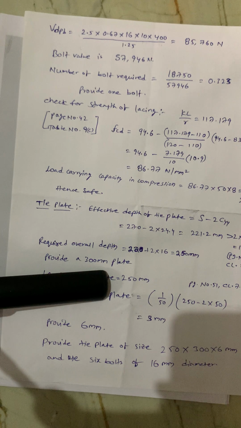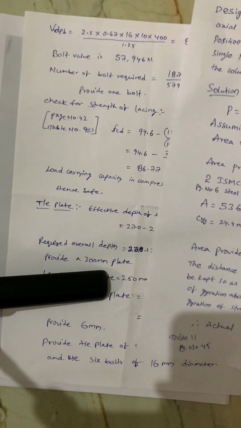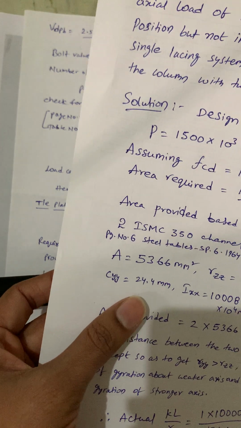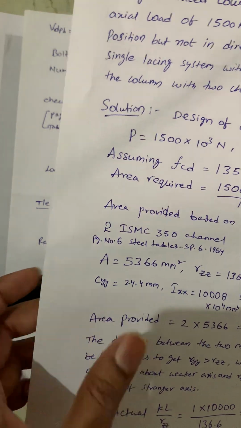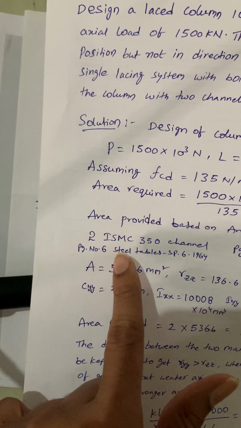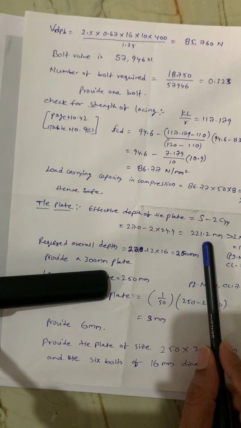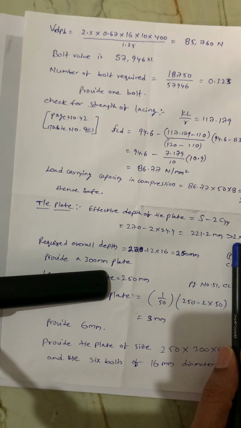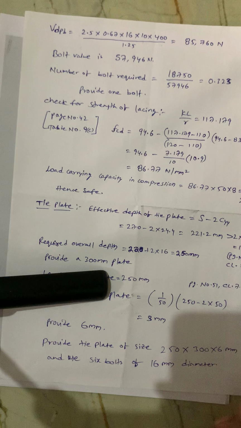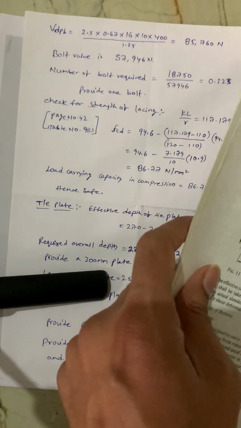At the start, I mentioned the cyy value for the ISMC channel section. So cyy is 24.4 mm. These values are all available in the steel tables book. So I got 221.2 mm, which is greater than 2 into 90, 180 mm. This is also available in the code book. For the tie plate design also, the code specifies the specifications, and we have to follow those specifications only.